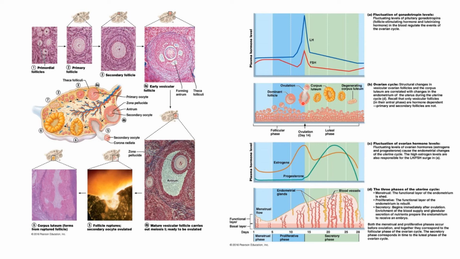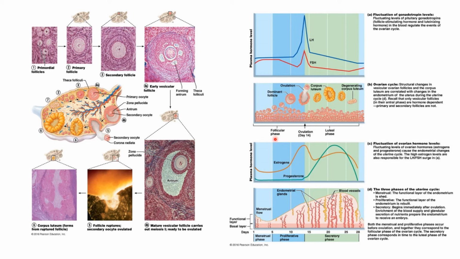So the steps happening within the ovary. The ovarian cycle is divided into two phases, the follicular phase and the luteal phase. And in the middle, we're going to have ovulation. So the follicular phase is going to go from day 1 to day 14, and the luteal phase is going to go from day 14 to 28. And ovulation happens on the 14th day, right in the middle.